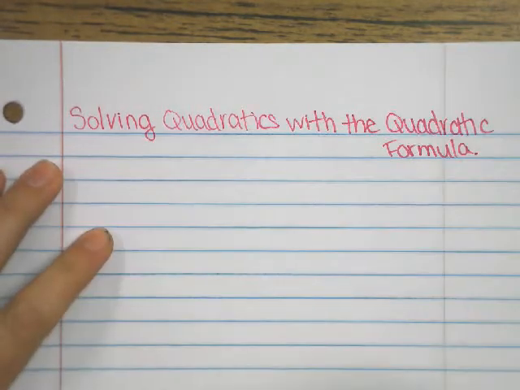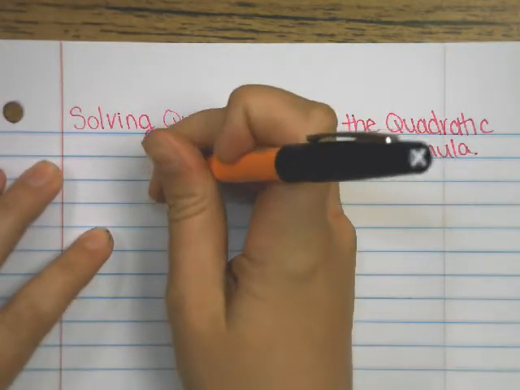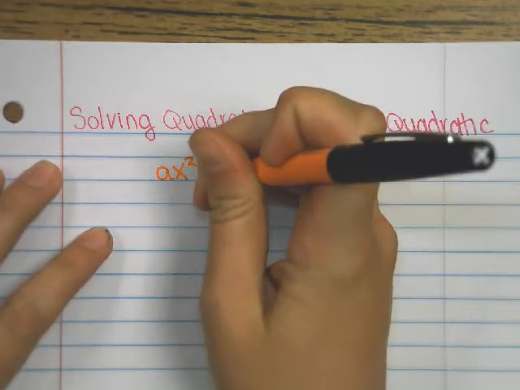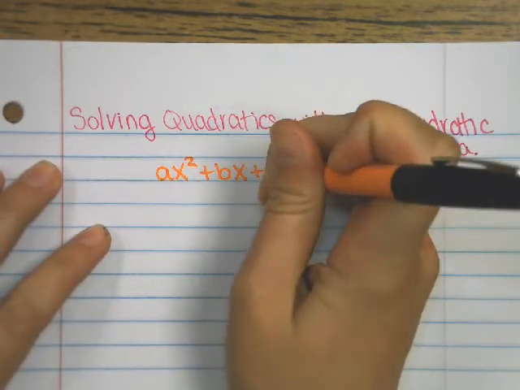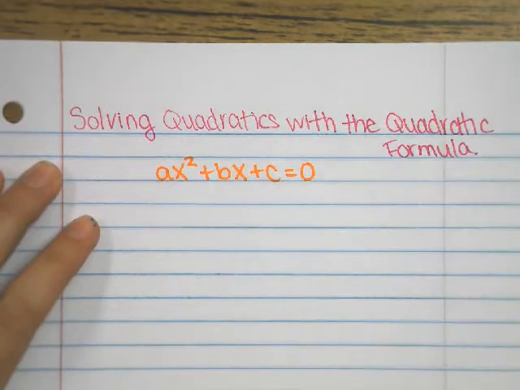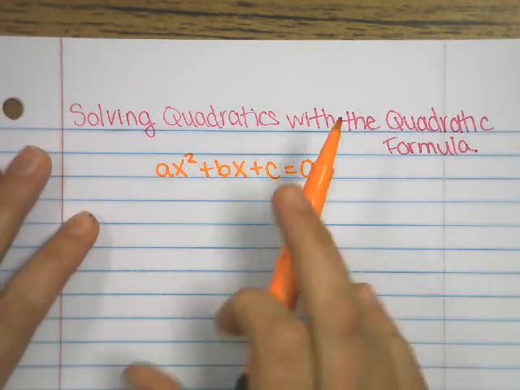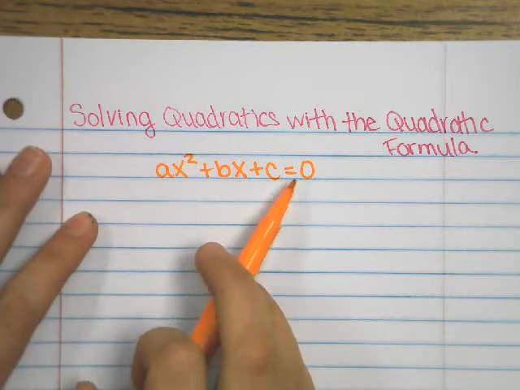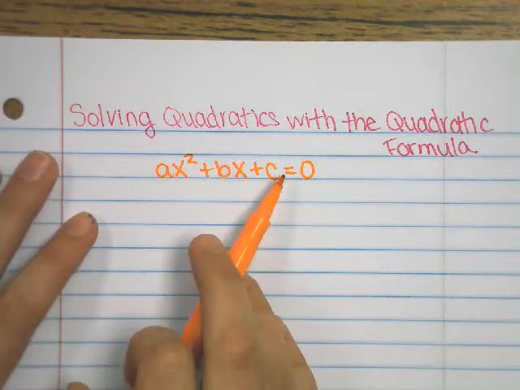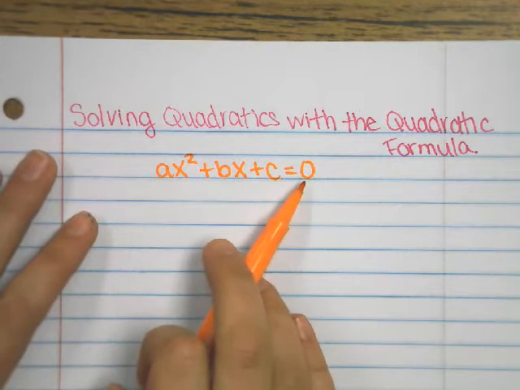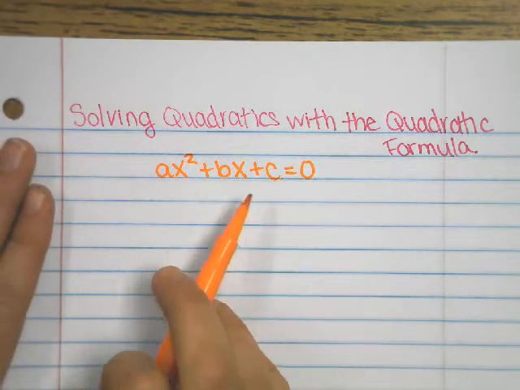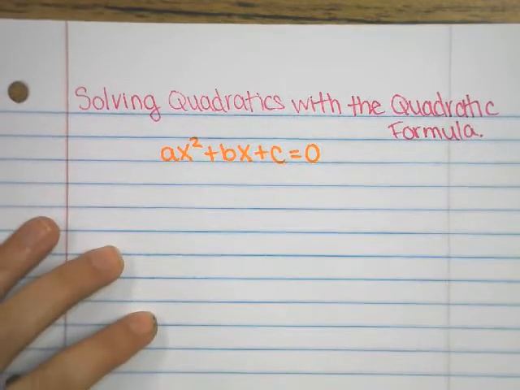So you can use the quadratic formula to solve a quadratic in this form: ax squared plus bx plus c equals 0. This is called standard form. It's all expanded out. All of your terms are on one side and it's set equal to 0 on the other side. This is very important. If it's not set equal to 0, you need to get it set equal to 0, and I'll show you how to do that in a second.